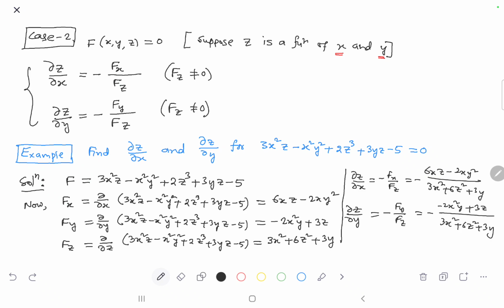So that we calculate. And what extra can they ask you? They will give you a point, I mean the x, y values, and ask you to find del z/del x and del z/del y at that point. So finally, at the end, you just put in the values of x, y and g. Fine, clear?